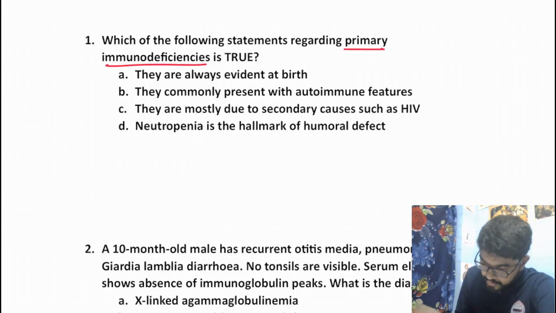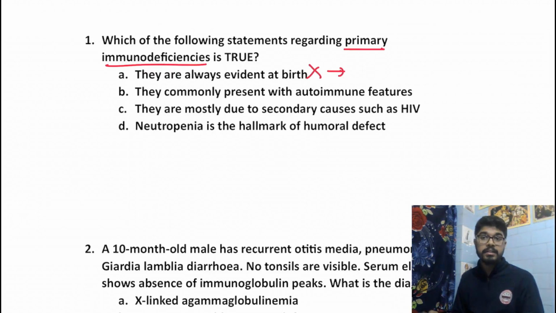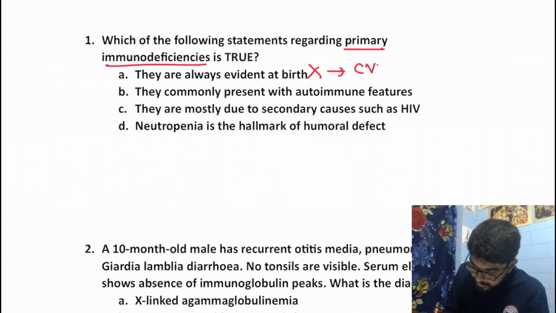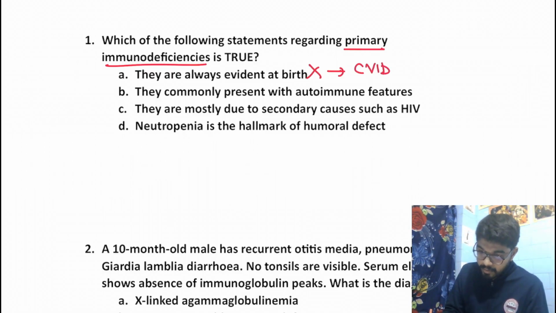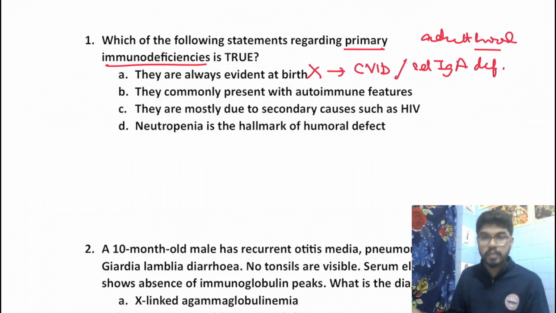Primary immunodeficiency: they are always evident at birth. That's a false statement. They may be present at birth, they might not be present at birth. They may even present in late childhood and adulthood, like CVID, the common variable immunodeficiency, and selective IgA deficiency. They are the ones that present in adulthood.